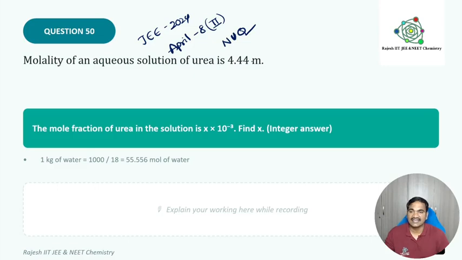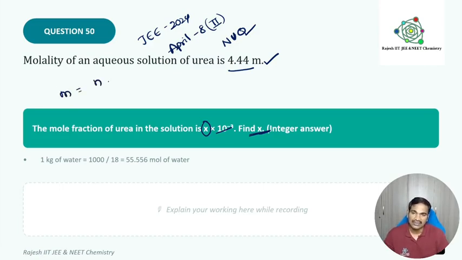Here see the given data: molality of aqueous solution of urea is 4.44 small m. So the mole fraction of urea in this solution is x into 10 to the power minus 3. Find out what is x. So what is the data given? First we have to take molality. So what is the molality formula?